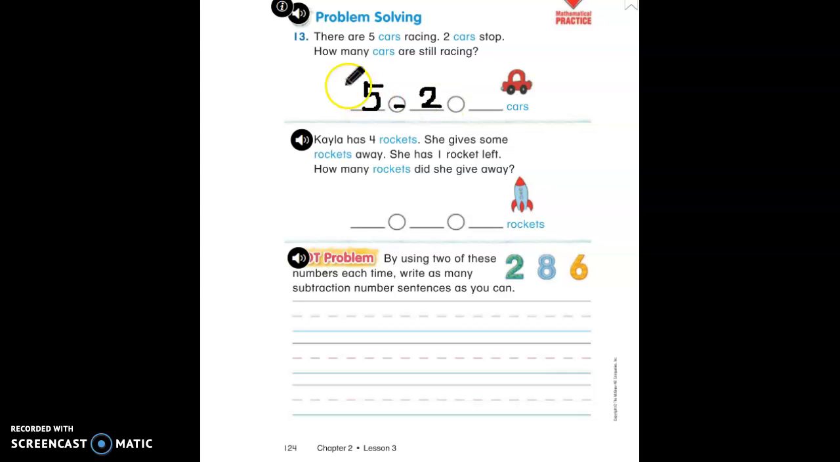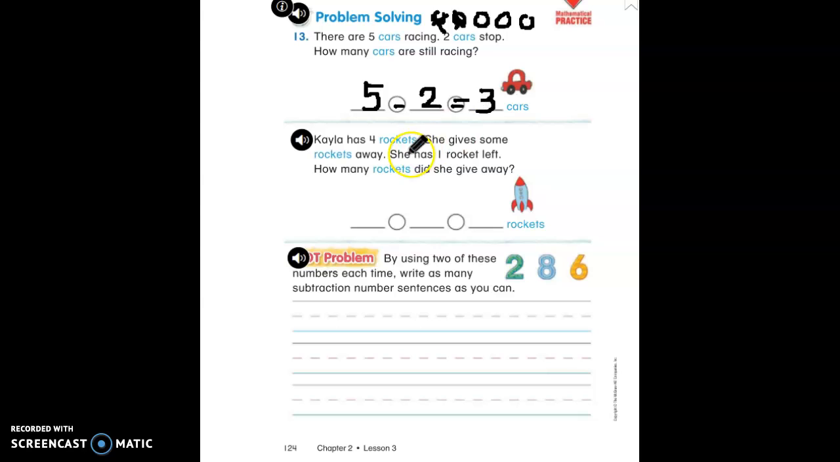Well, you can draw a picture if you want to. So if you have to, you can go over here and just draw a picture of those things that you see. So we have 5 cars racing. I'm going to do it right up here. 1, 2, 3, 4, 5. And I'm going to say 2 of them stop racing. So we're going to X off these 2. How many are left? 1, 2, 3. So we have equal in this circle, and it's equal to 3. 3 is the difference when we take 2 away from 5.